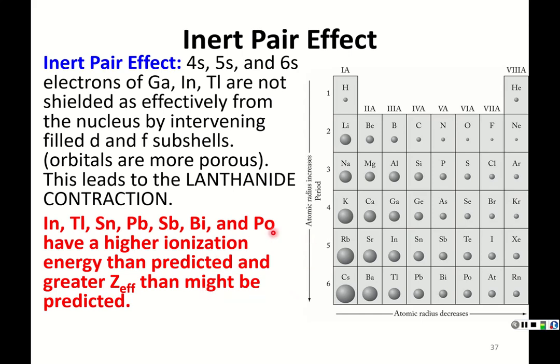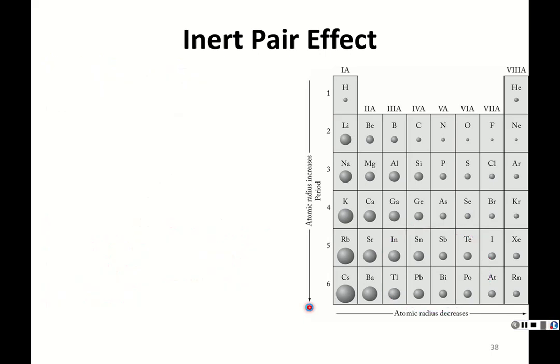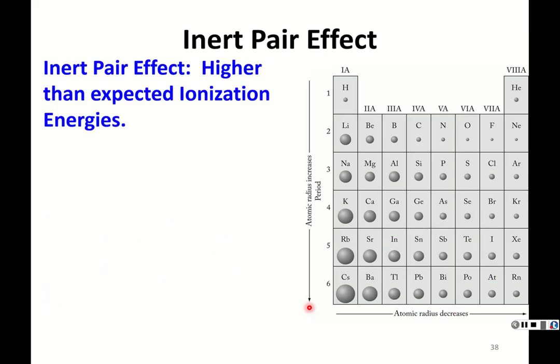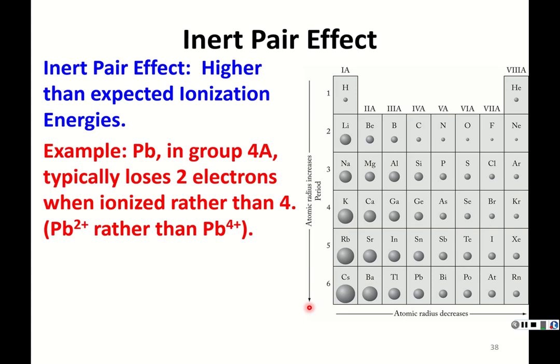So those elements that we mentioned in terms of the inert pair effect have a higher ionization energy than predicted, because they're not being shielded as much and the effective nuclear charge is higher than would be predicted. So this gives higher than expected ionization energies. An example of this is lead, which is in group 4A, and typically loses 2 electrons when ionized rather than 4.